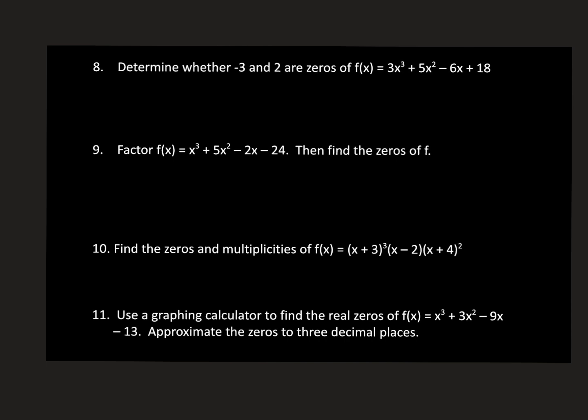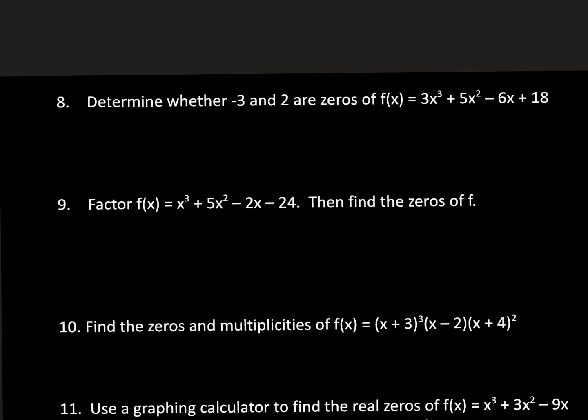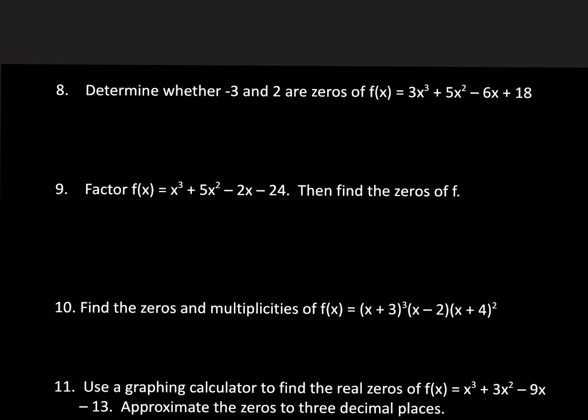Number 8, determine if those are zeros. So the way you can tell if they're zeros is the same way we just did. A lot of synthetic on this test. Put -3 in the box. See if you get a 0 for remainder. If you get a 0 for the remainder, it was a zero. If you don't, it wasn't.